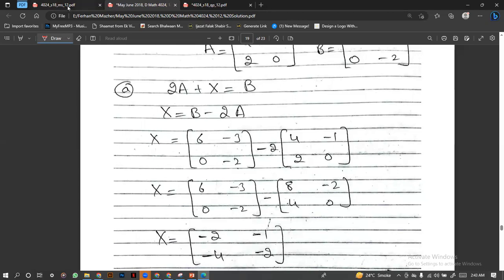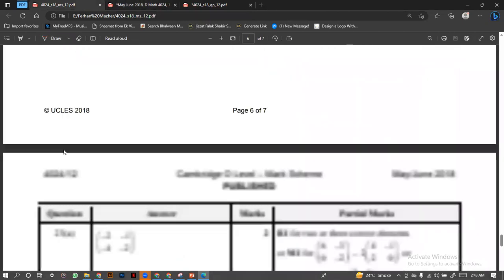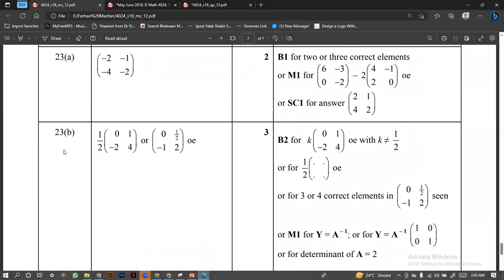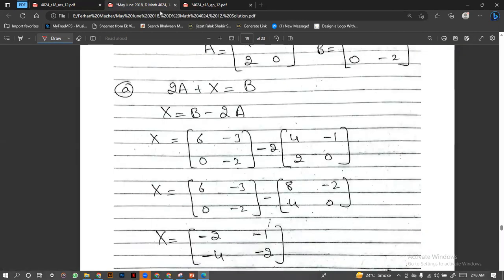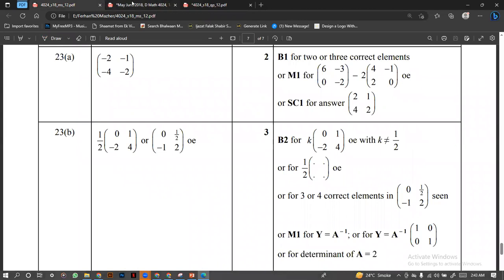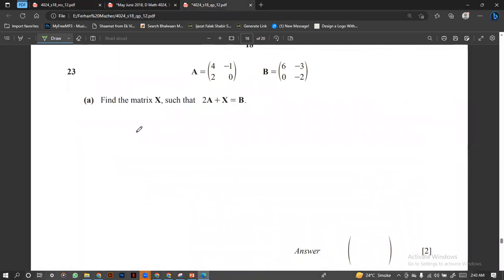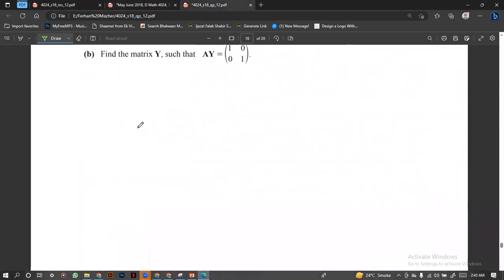And let's check the answer. So question number 23. You can see minus 2, minus 1, minus 4, minus 2. Let's check. Minus 2, minus 1, minus 4, minus 2. Our answer is right, sir. So we are going to the next question.